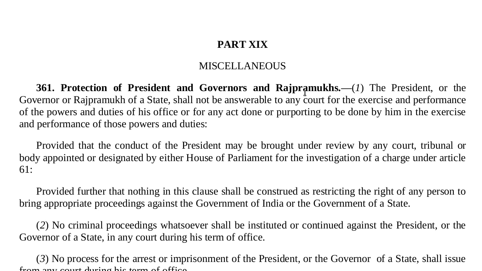1. The President or the Governor or Raj Pramukh of a state shall not be answerable to any court for the exercise and performance of the powers and duties of his office, or for any act done or purporting to be done by him in the exercise and performance of those powers and duties, provided that the conduct of the President may be brought under review by any court, tribunal or body appointed or designated by either House of Parliament for the investigation of charges under Article 61.